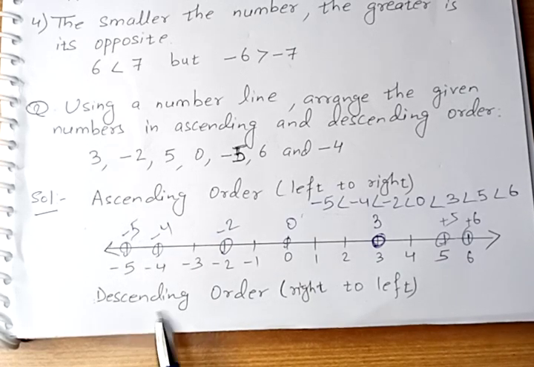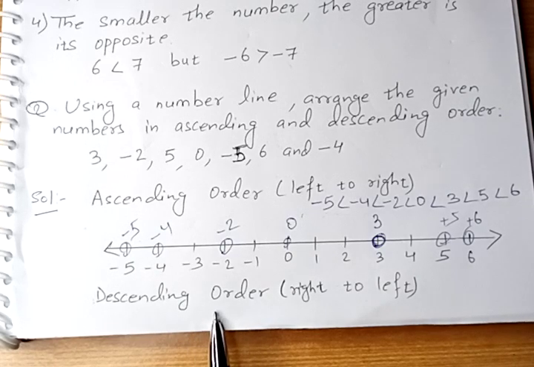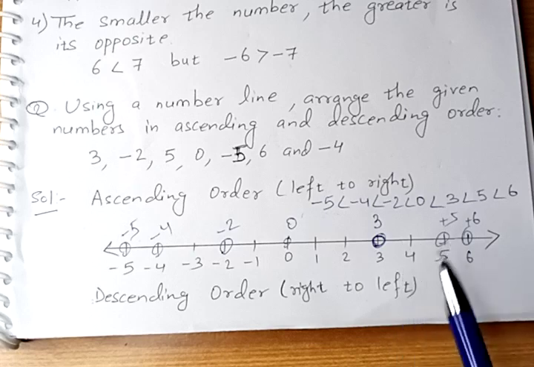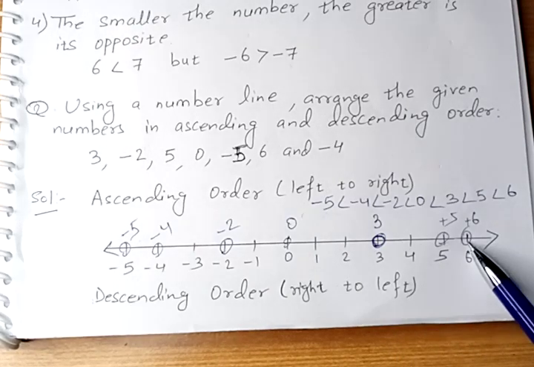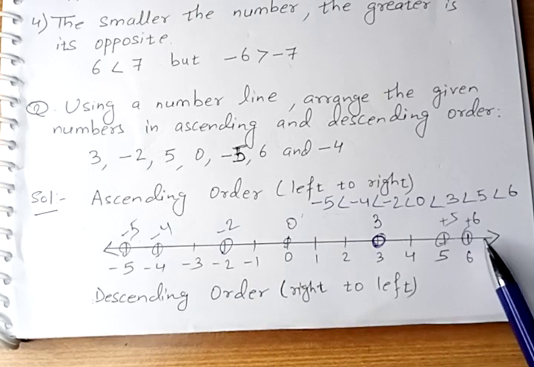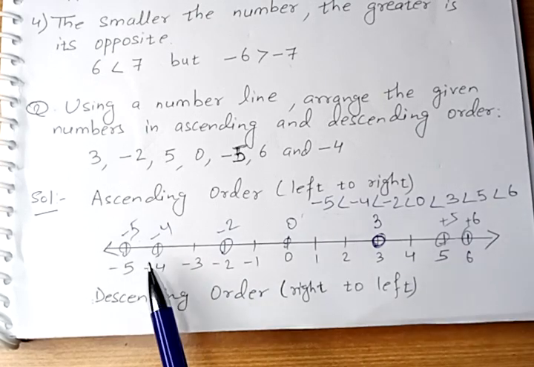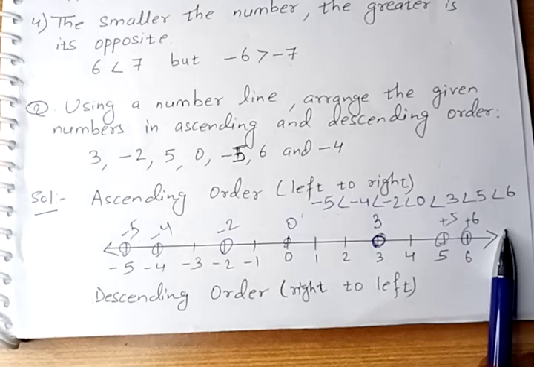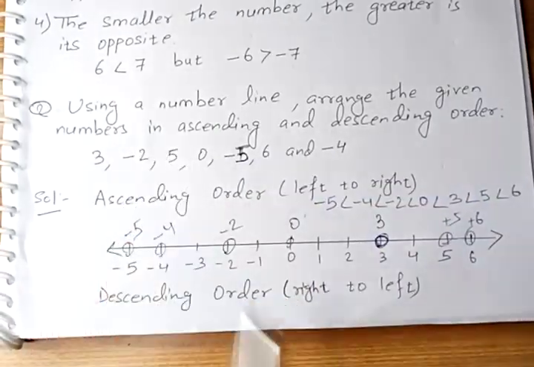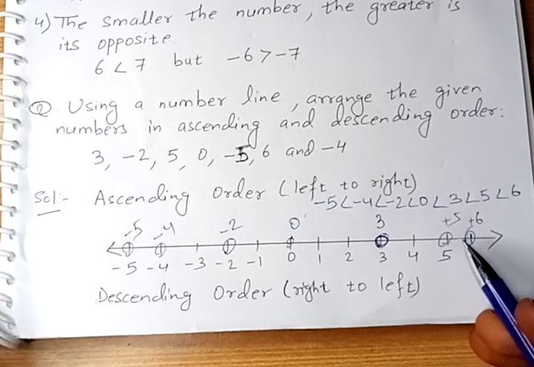Now like that only, descending order. Descending order means big to small. You have to write the greater values first, then smaller. So where are the greater numbers? Right side. Where are the smaller numbers? Left side. It means you have to go right to left. Descending order, big to small, right to left.